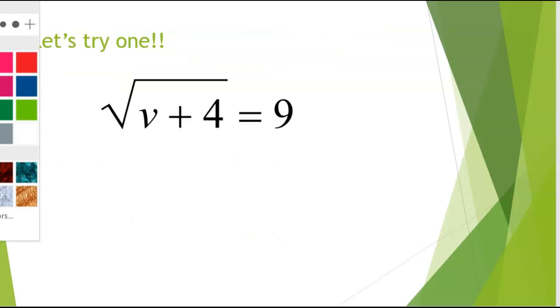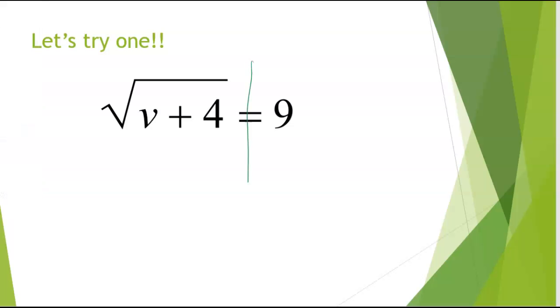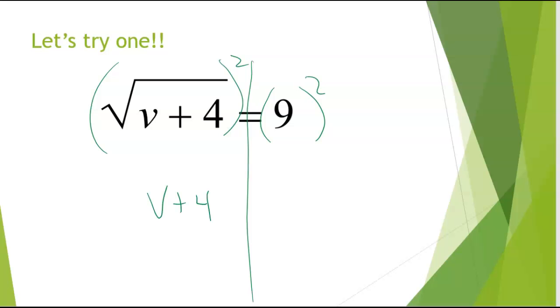Okay, let's try one. Here we have a square root, right? So what undoes a square root? A square. Whatever we do to one side, we have to do to the other side. So this square just undoes this square root. Now we have v plus 4. What's 9 squared? 81. Minus 4 minus 4. V equals 77.